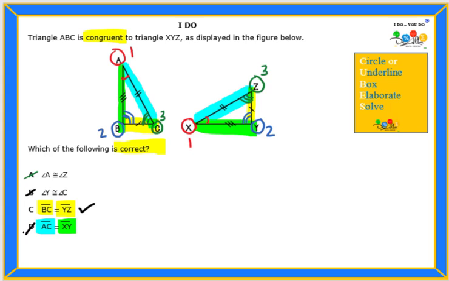So the only correct answer is C. Line segment BC and line segment YZ are equal because they are corresponding and they're coming from 2 congruent figures.